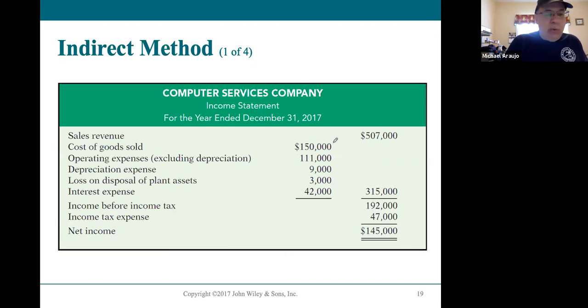All right, so one of the pieces of information you need is the current income statement. Here is your income statement showing everything from sales revenue all the way down to net income. Notice this is our net income. That doesn't mean that's our cash flow. It's just our net income. We prepared the income statement using the accrual method.